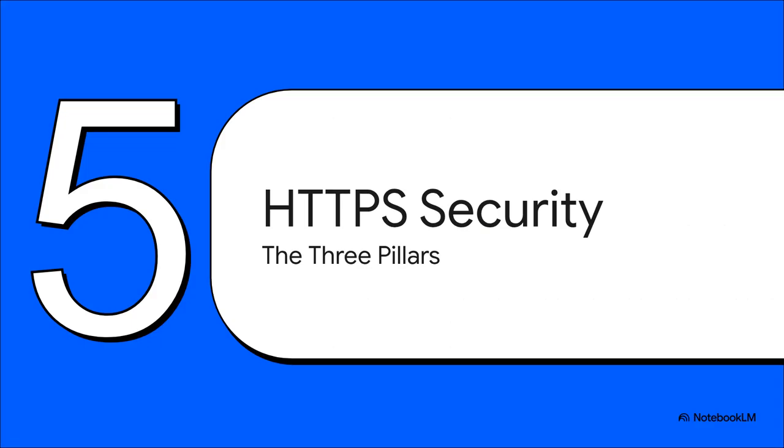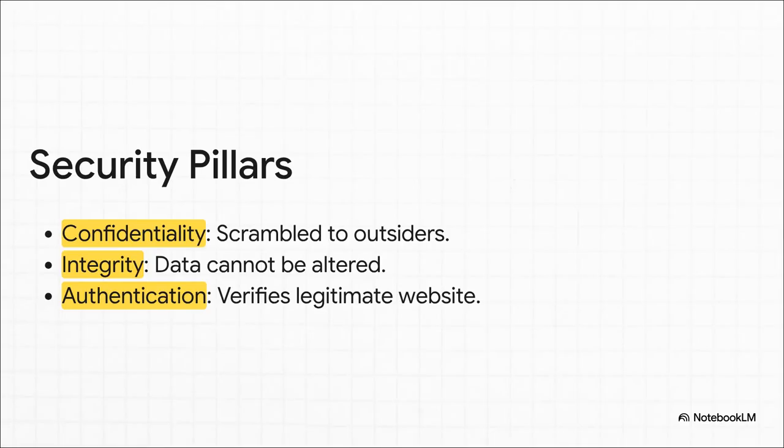All right, let's bring all this complex networking and cryptography back to what it actually means for you in our final section, the 3 pillars of HTTPS security. Whenever you have a successful HTTPS connection, you are absolutely guaranteed these 3 core pillars. First is confidentiality. Your data is scrambled, meaning eavesdroppers cannot read your private communications.